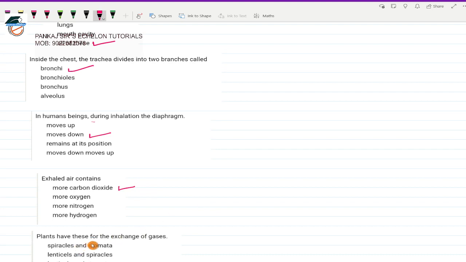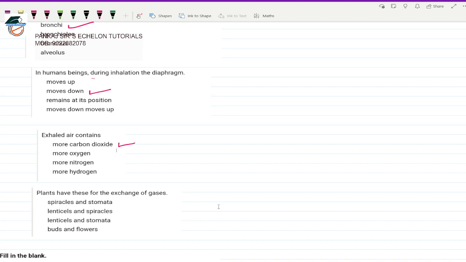Next is, plants have these for the exchange of gases. So for the exchange of gases, what do plants have? Spiracles and stomata, no, plants don't have spiracles. For exchange of gases, spiracles and stomata is not the right answer. Lenticels and spiracles, no, spiracles are not found in plants. Of course, stomata is found in plants, lenticels are found in plants, but spiracles are not found in plants. So these two options are not the right options. The next one is lenticels and stomata. Now lenticels and stomata both are found in plants. So I think this has to be the right answer, lenticels and stomata. So this is the right answer, right?